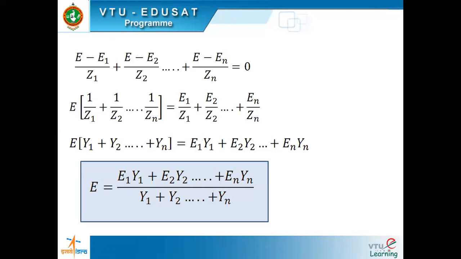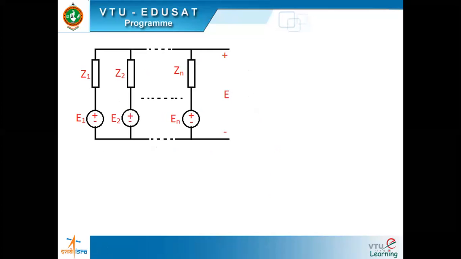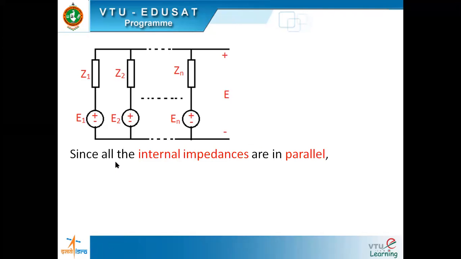Now we have to find out combined Z also. What do we need to do for that? Let's again consider the same circuit. Okay. So we have seen what is E going to be equal to. Now we need to see what is the combined Z because of these internal impedances. Since all the internal impedances are in parallel. See here, are they in parallel? If you ask, you will say no. You will say Z1, Z2, Zn are not in parallel. Why you will say they are not in parallel? Because I have shown them outside.